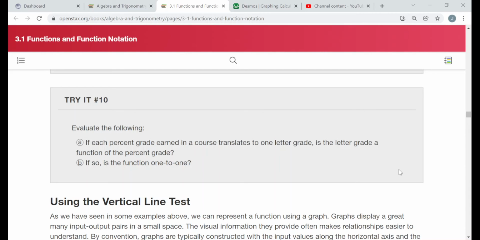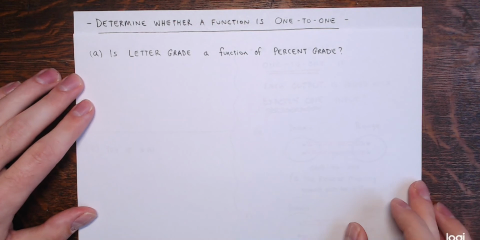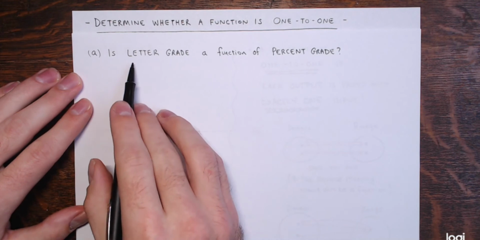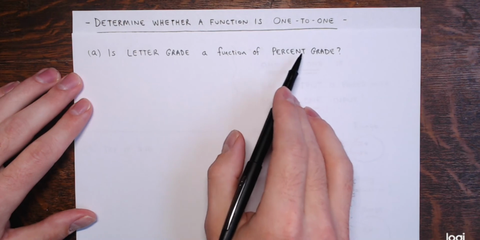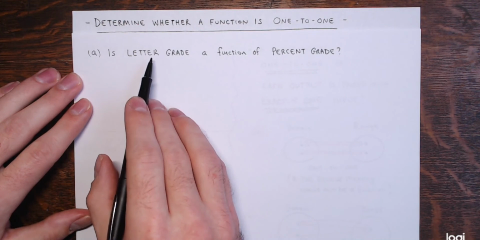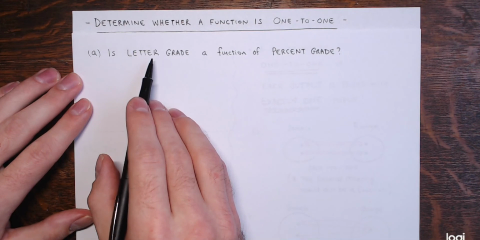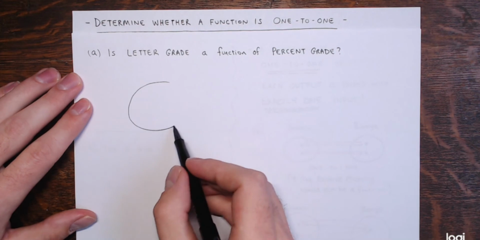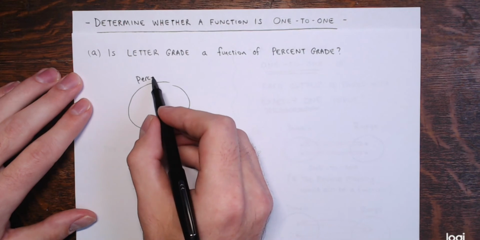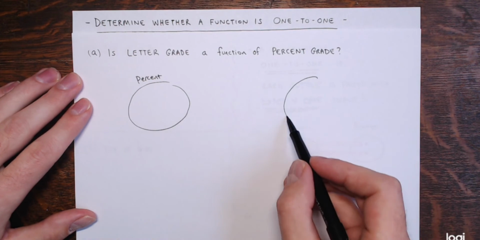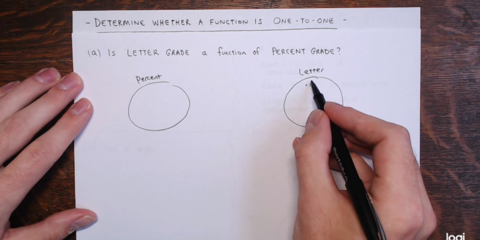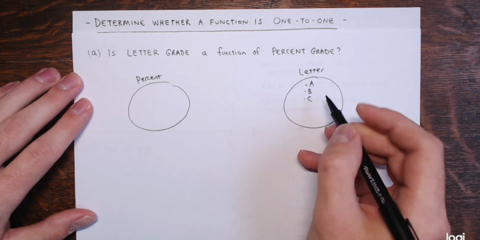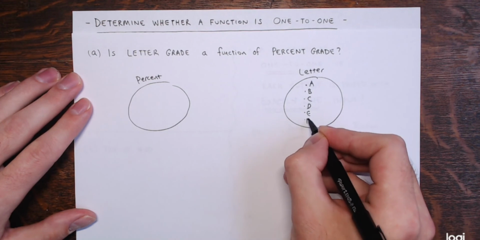Yes. All right, again, let me draw this out. The question here is, is letter grade a function of percent grade? That means, does each percent grade correspond to exactly one letter grade? Now let's think about that. Again, the domain here would be percentages, and the range will be letters. The letter grades are A, B, C, D, and I know there's pluses and stuff. I'm just going A, B, C, D, E, and F, usually.